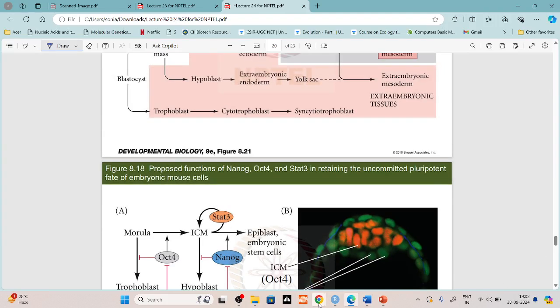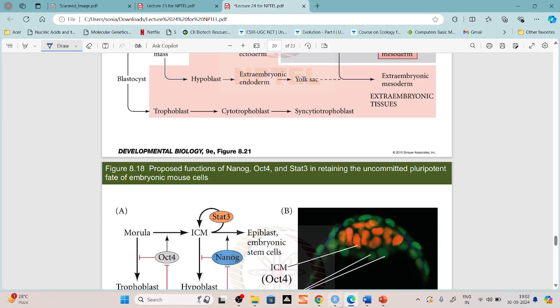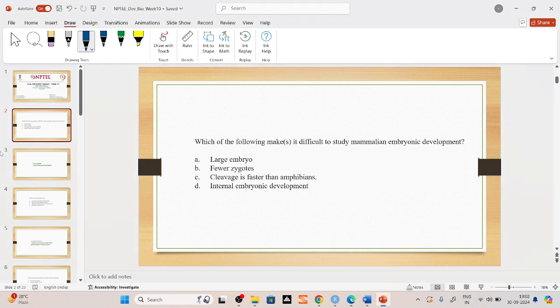Now we'll try to solve the questions. Just a basic overview I have given you, because in the last class also I gave a basic overview whenever we are shifting our focus. So now we have shifted our focus from plant to the mammalian system.